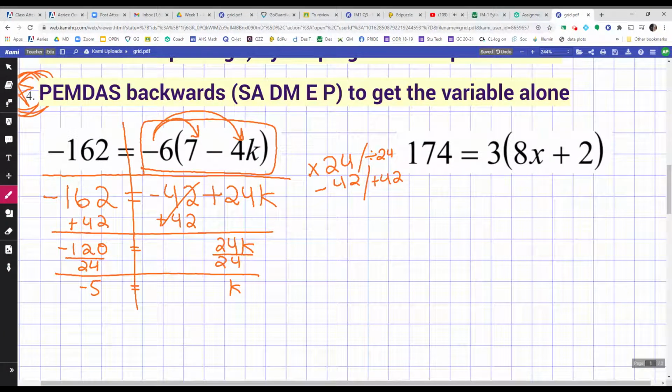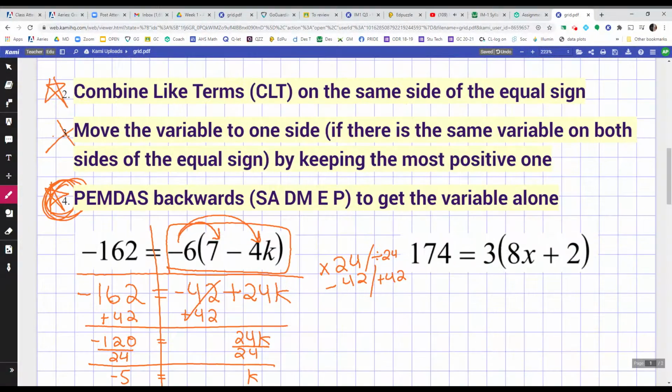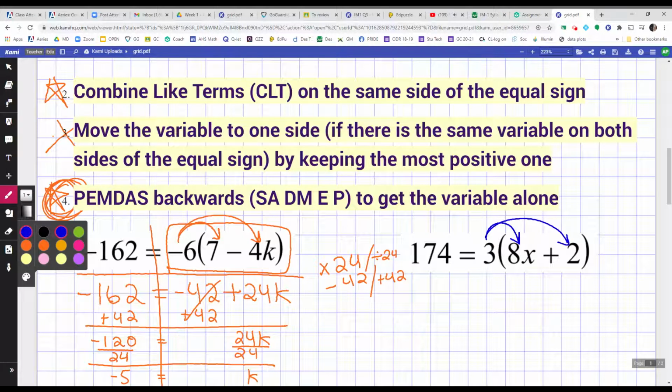Looking at the time, all I'm going to do for this second one here is distribute and then I'm going to stop, because I want to do some of the other questions. I have a parentheses, 8x plus 2 with a 3 in front. The 3 is going to distribute to both the 8 and the 2. The 174 comes down. 3 times 8 is 24x. 3 times 2 is 6. That's all you're going to do to start. Then you go to PEMDAS backwards to solve, which is what we did yesterday.